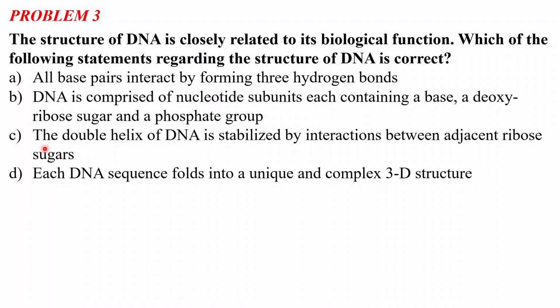Number A, all base pairs interact by forming 3 hydrogen bonds. Number B, DNA is comprised of nucleotide subunits, each containing a base, a deoxyribose sugar and a phosphate group. Number C, the double helix of DNA is stabilized by interactions between adjacent ribose sugars. And number D, each DNA sequence folds into a unique and complex 3D structure.